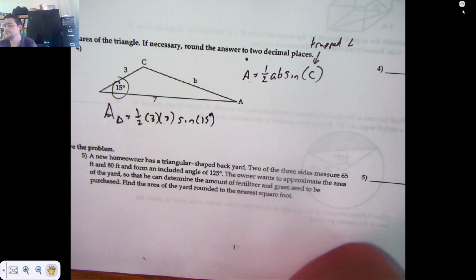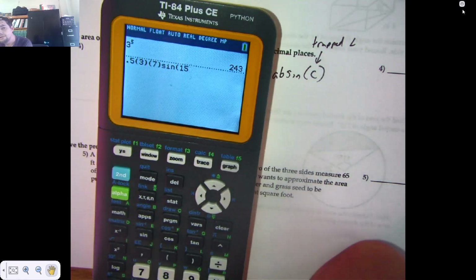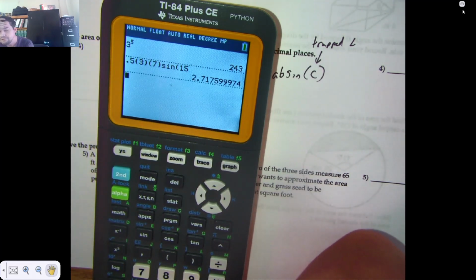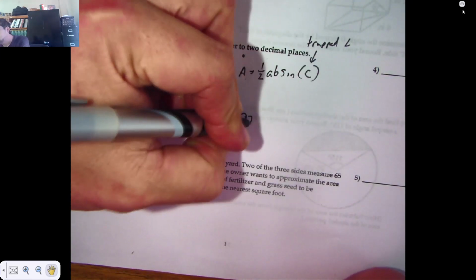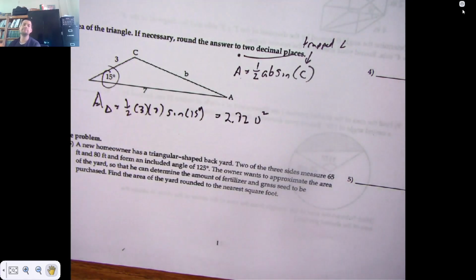If I had more time, I'd show you the classical way of doing this, the way it's taught when you're little kids in geometry. It's a heck of a lot harder to do. Anyways, it's about 2.72 square units. That's rounded to 2 decimals, by the way.